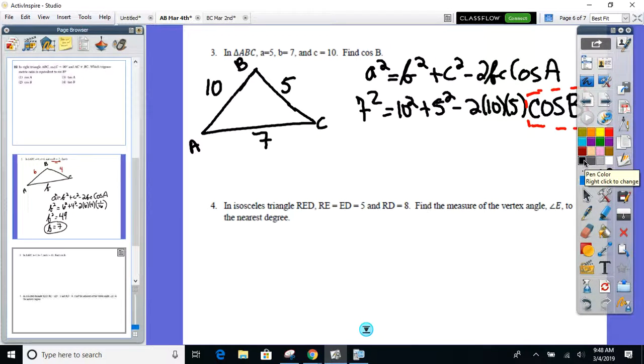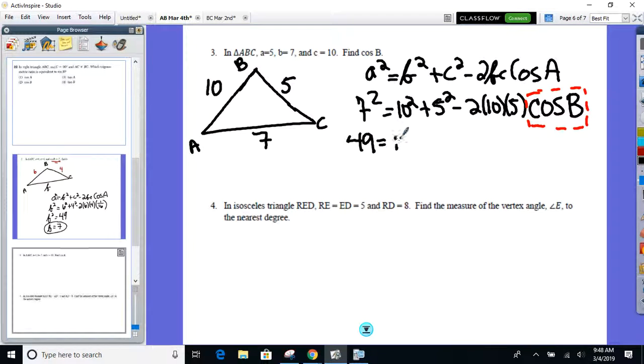7 squared. 10 squared. 25. I did it again. I did that last period. 5 squared. One job. Your embarrassment. 2 times 10 times 5. Oh boy, you might need the calc for that. I don't know. 100 cosine B. Here's why I asked you not to go to the calculator right away.